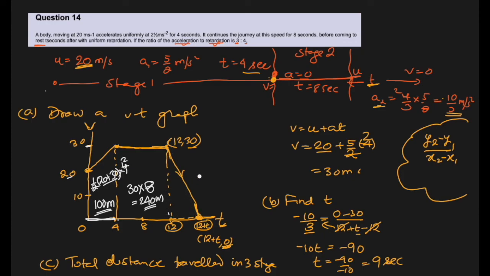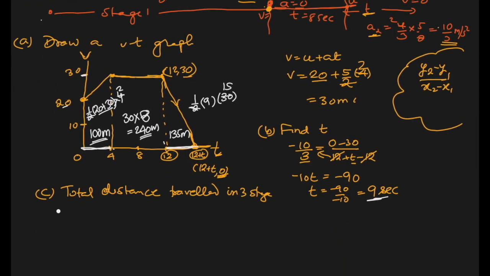This is a triangle. The area of a triangle is half base times height. What is base? This is the base, and we got it as 9 seconds here. Height is 30 again. So 2 and 30 can cancel. 15 times 9. 135 meters was traveled in third stage. So our total distance comes out to be 100 plus 240 plus 135, equal to 475 meters was the total distance traveled in these three stages.